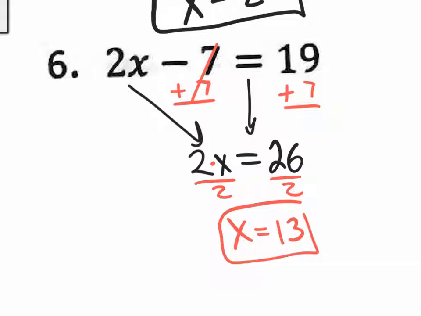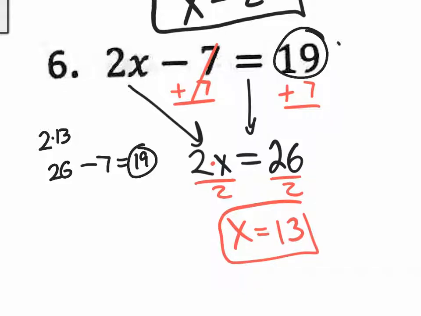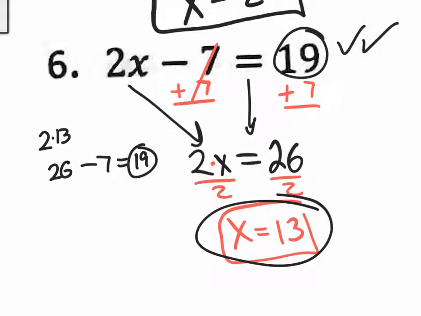If you wanted to double check it, take that 13, plug it back in there. Let me actually do this. Let's go 2 times 13. What is that? That's 26. And then after that, if you subtract 7, what do you get? You really do get 19. And that's the answer we have over here. So that's double checked. I know that that's a correct answer.